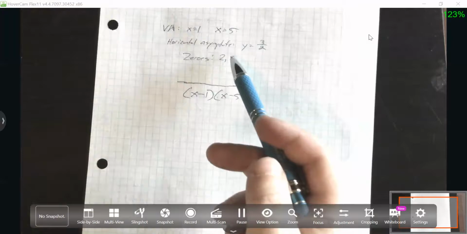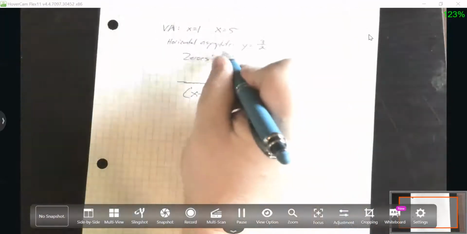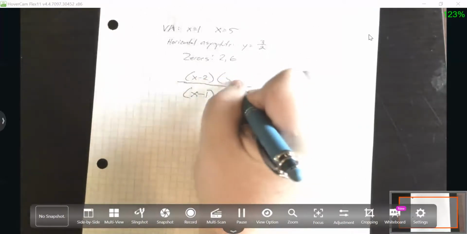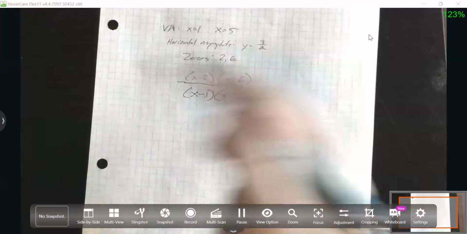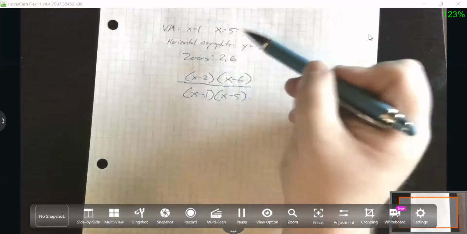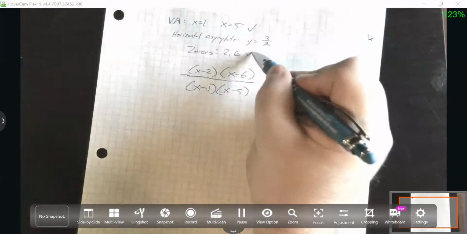Okay, zeros I know we got by setting the simplified version equal to 0 on top. So that means if there's a 0 at 2, we'd need an x minus 2. If there's a 6, it means we'd need x minus 6. Okay, so this is giving me vertical asymptotes at 5 and 1, so check. This is giving me zeros at 2 and 6, check.